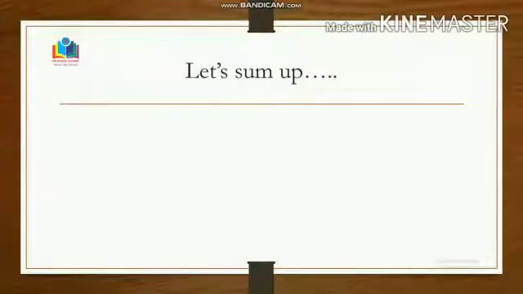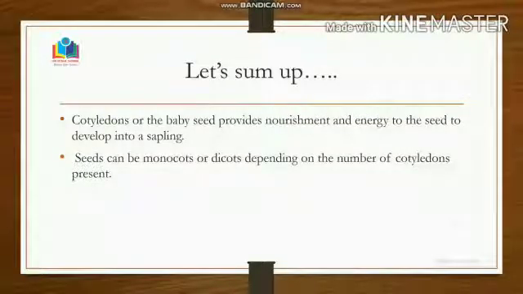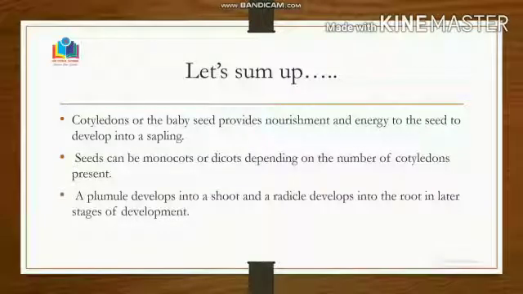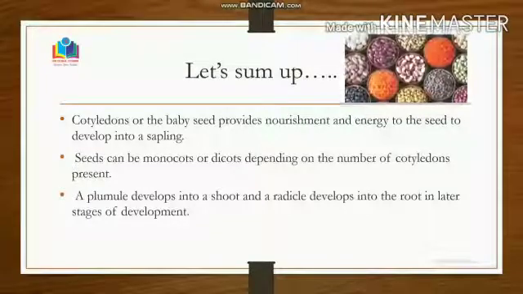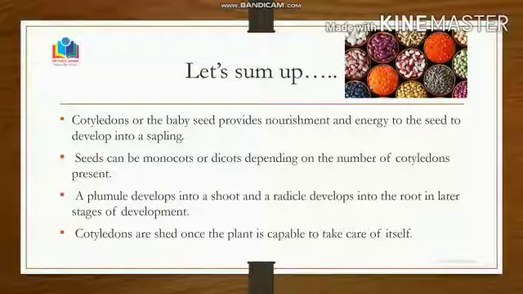Now let's quickly revise all the points which have been discussed in this video till now. I hope the first point is very clear, as we now know that cotyledons are the source of nourishment and nutrition to the growing seed. Seeds can be monocots or dicots depending on the number of cotyledons present, and now we know the examples also. Of the two parts of the embryo, the plumule develops into the shoot or the future stem, and the radicle develops into the root in the later stages of development of a seed into a seedling. Once the plant is capable of taking care of itself, the cotyledons are shed off.